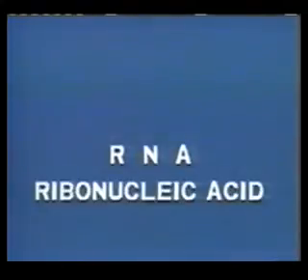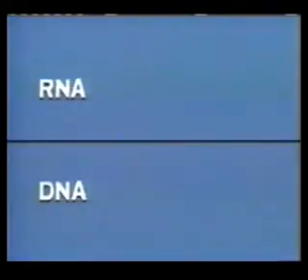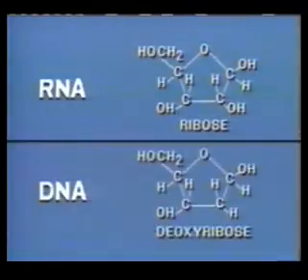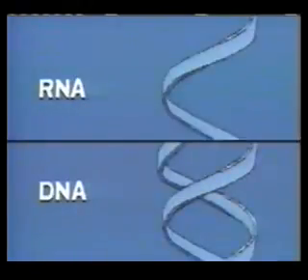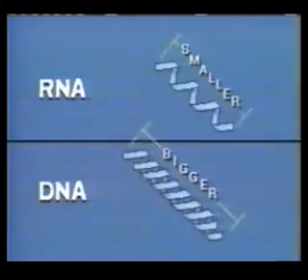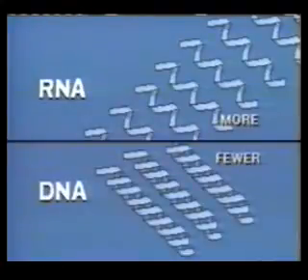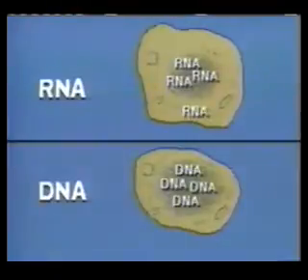Although RNA, or ribonucleic acid, is a long-chain molecule, or polymer, like DNA, it differs from DNA in several significant ways. Its sugar component, ribose, has one oxygen atom more than the deoxyribose of DNA. It is a single helix, compared to the DNA double helix. RNA is smaller, but more plentiful. Like DNA, it is found in the nucleus, but also in the cytoplasm.